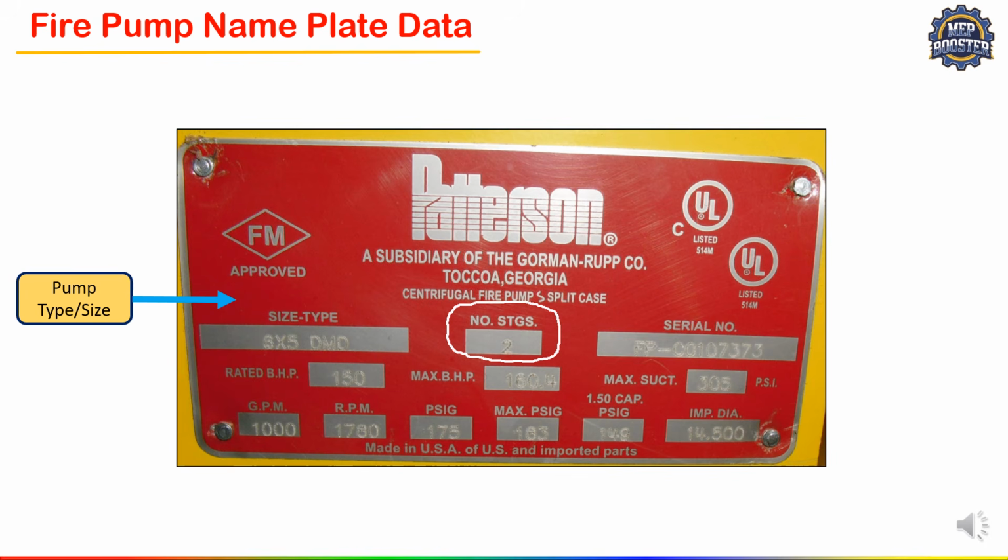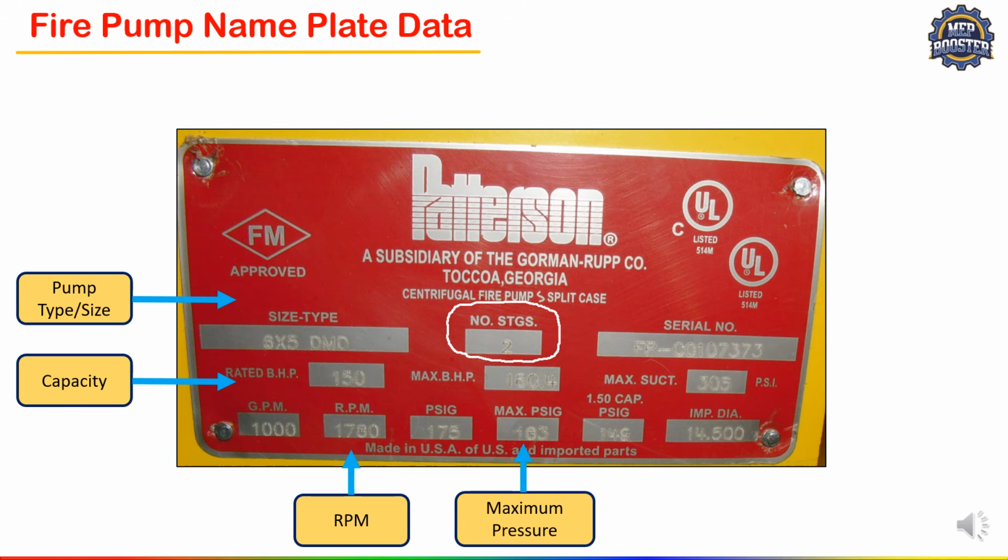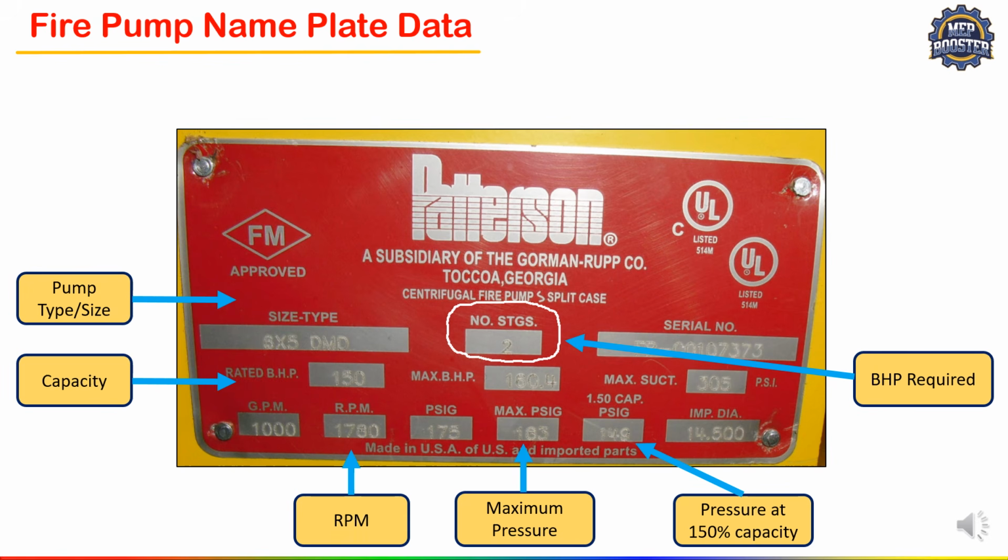See, the first one given here is pump type or size. The type of pump such as centrifugal, positive displacement or other specific types. Even see the capacity, RPM value, flow rate, meaning the maximum or rated flow rate of the pump, usually given in gallons per minute or liters per second. Maximum pressure, pressure at 150% capacity, BHP required, serial number is needed.